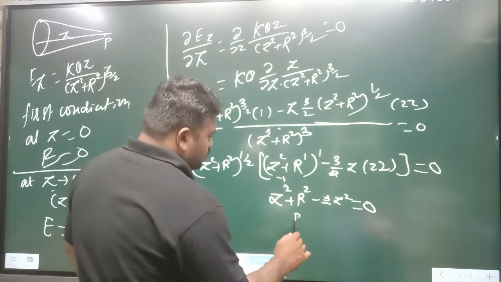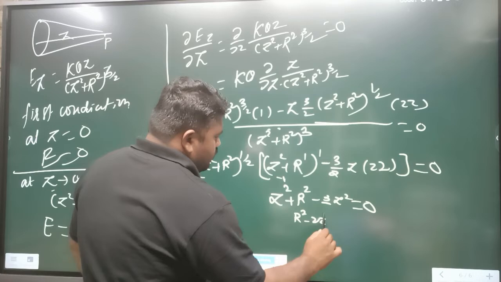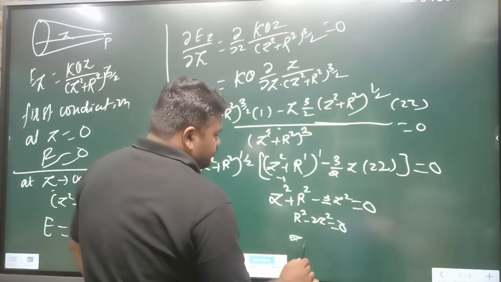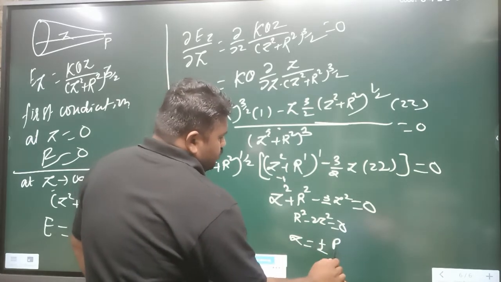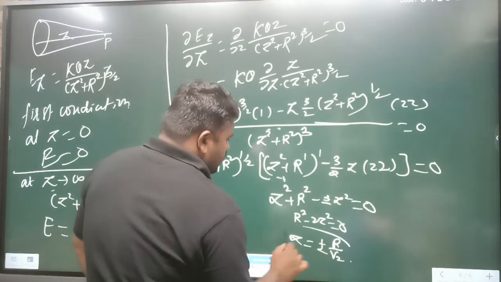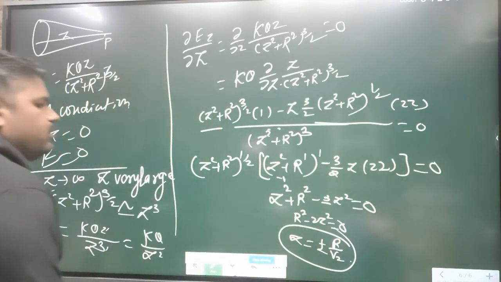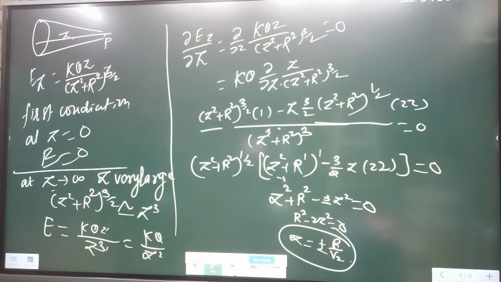R square is equal to 2Z square. Z is equal to R divided by root 2. R by root 2, yes or no? At this distance we are getting the electric field maximum.